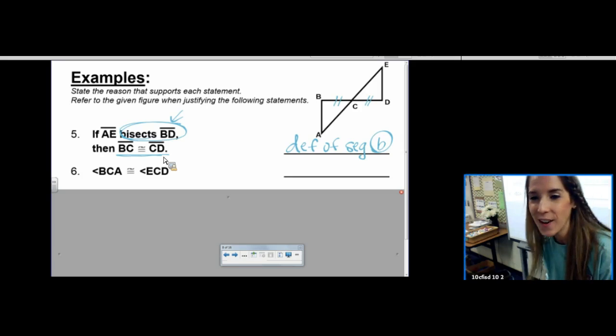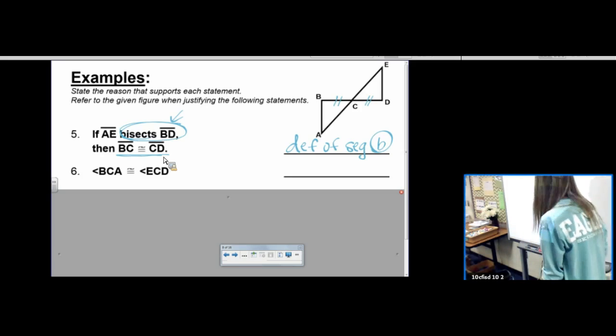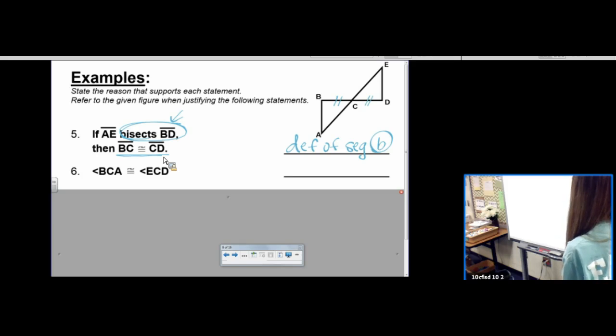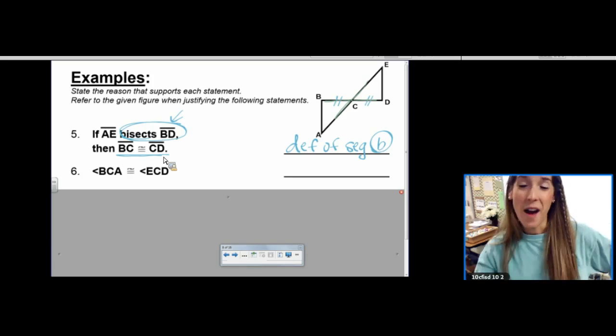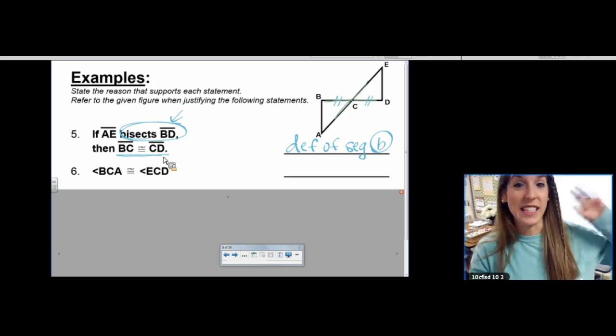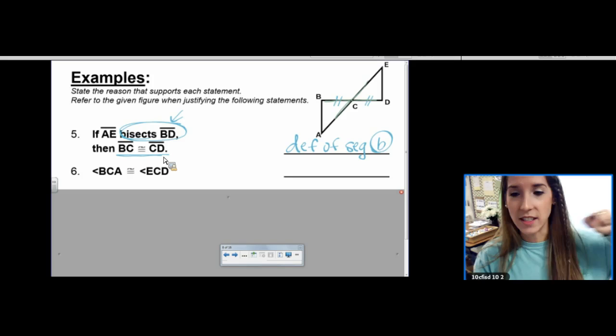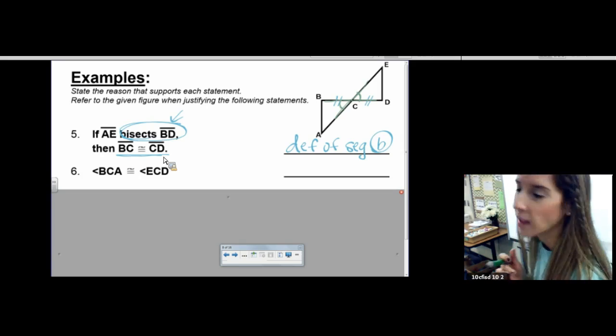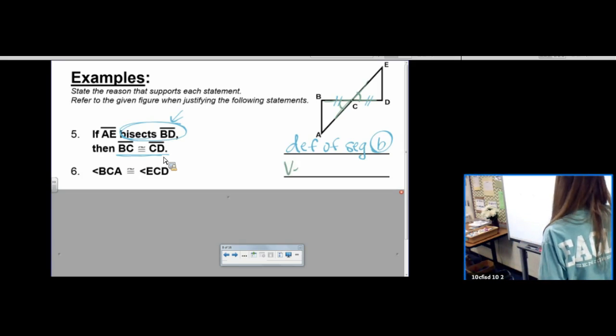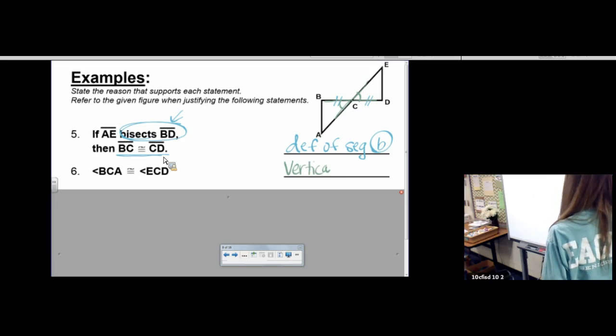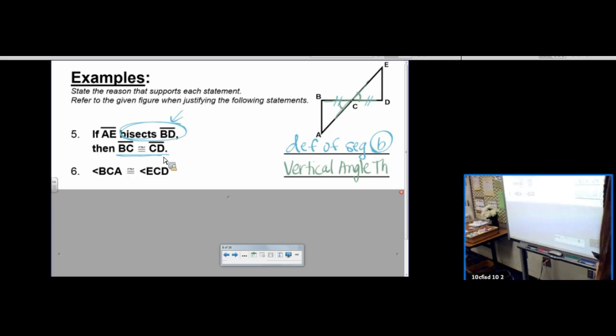Oh, yay, we get to use a theorem. Are you ready? Here's a theorem. Okay. BCA is congruent to ECD. So we don't really have to have a hypothesis and a conclusion here. We just get to say that they're congruent. And why is that? It is the vertical angle theorem. Vertical angle theorem. VA theorem would be fine if you want to put VA.